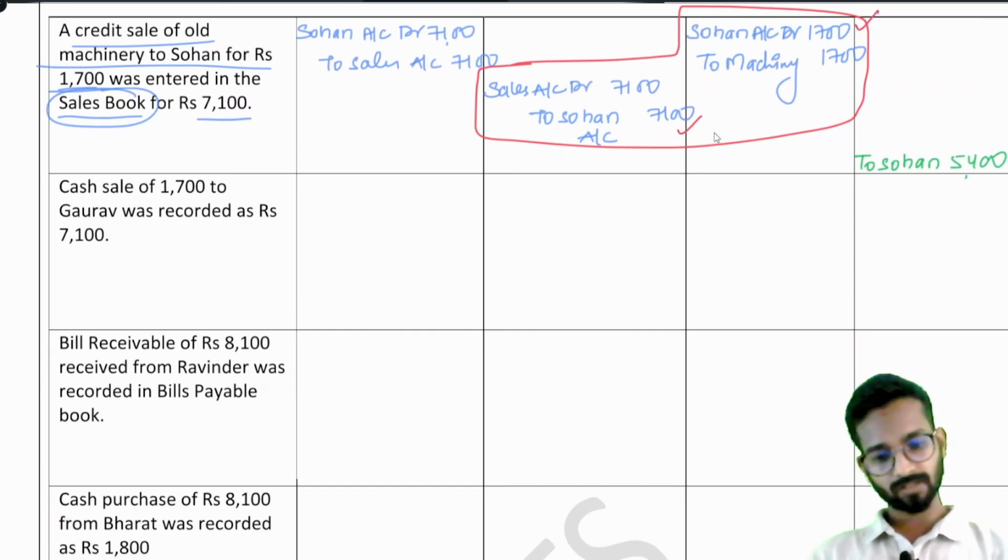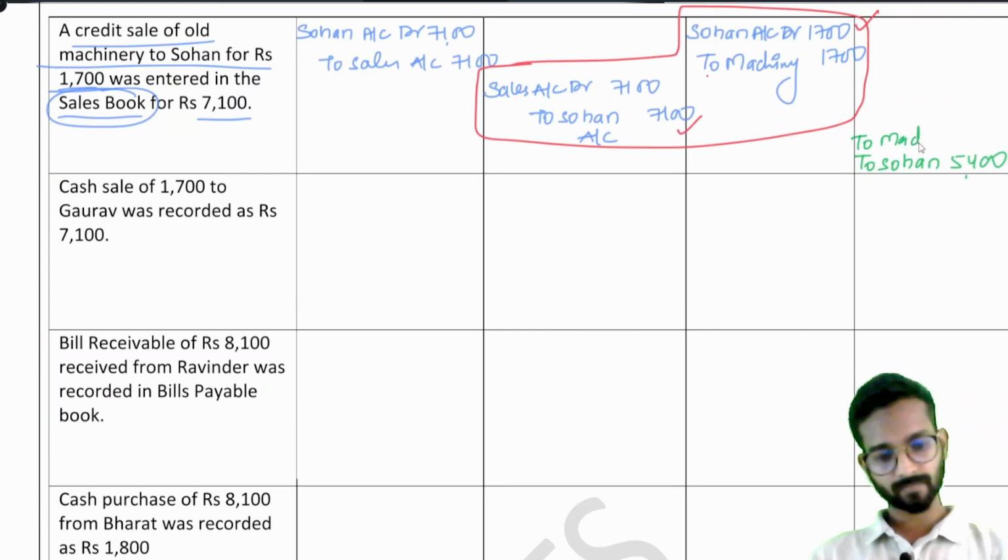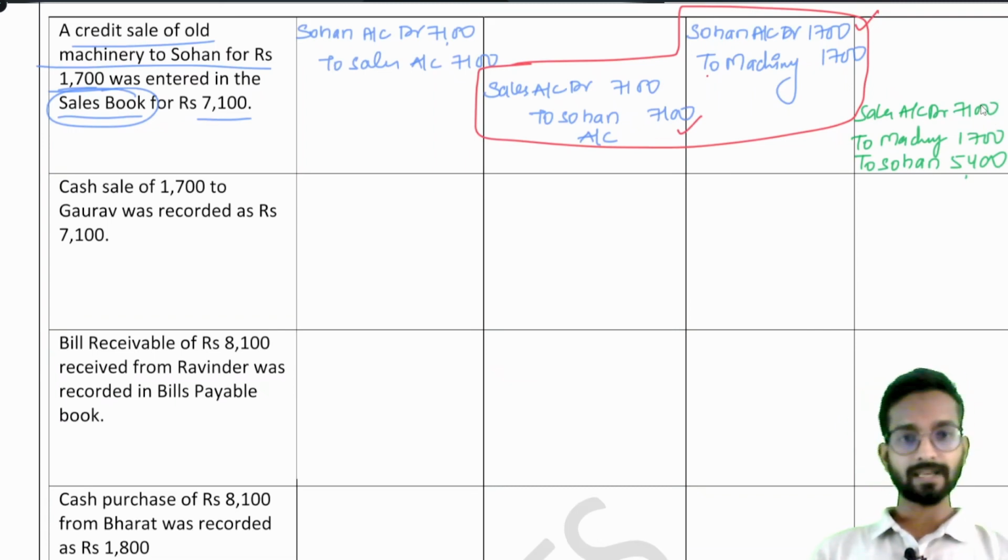Sohan is done. Then to machinery 1700, you can write here to machinery 1700. Then sales account is debited. So sales account debited 7100. This will be our rectified entry.